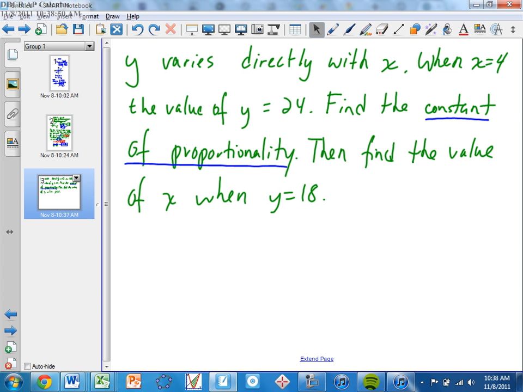So y varies directly with x. When x equals 4, the value of y is 24. Find the constant of proportionality, then find the value of x when y equals 18.